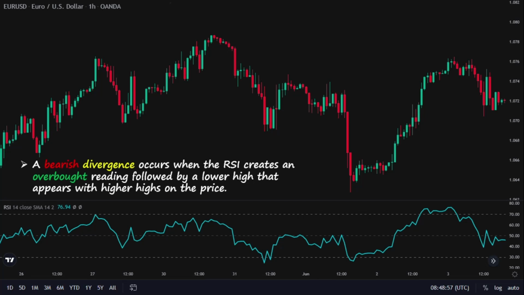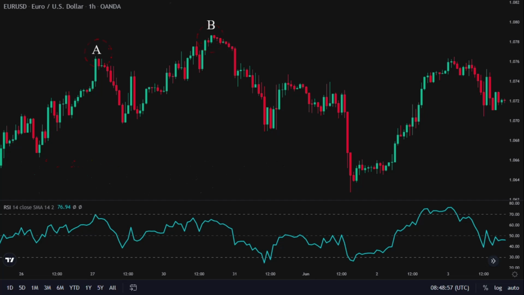Let's understand this with the help of an example. Look at points A and B on the price chart. Those points are two swing high points.